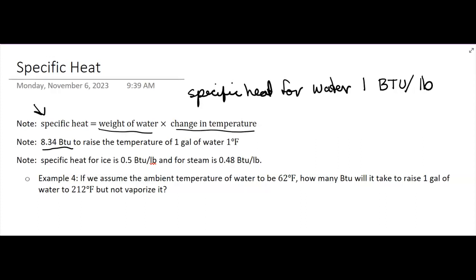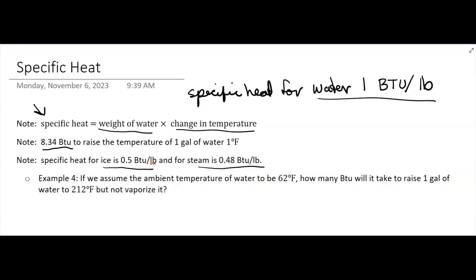Now, the specific heat for ice is different. It's 0.5 BTU per pound, and for steam, it's 0.48 BTU per pound. So if you're looking for the conversions for specific heat, I just put them all here for the different forms of water. Okay, so this is liquid water right here.